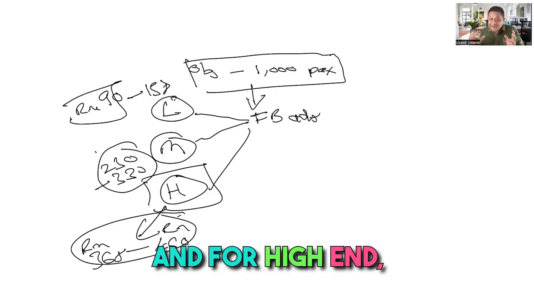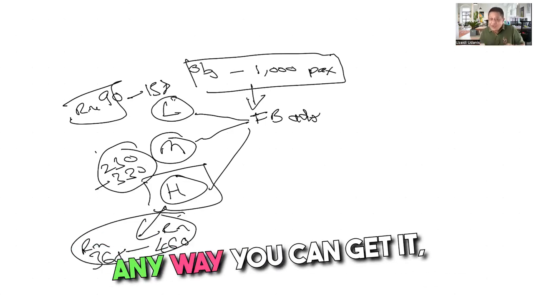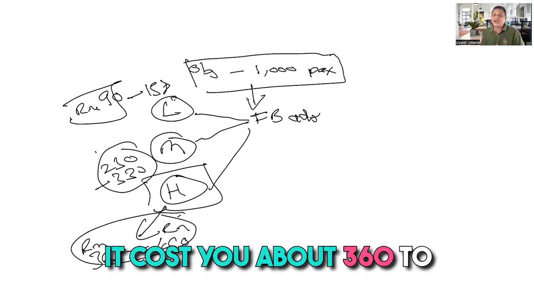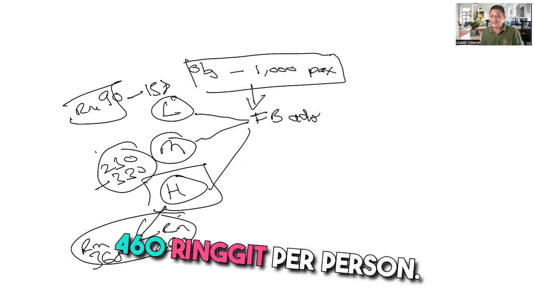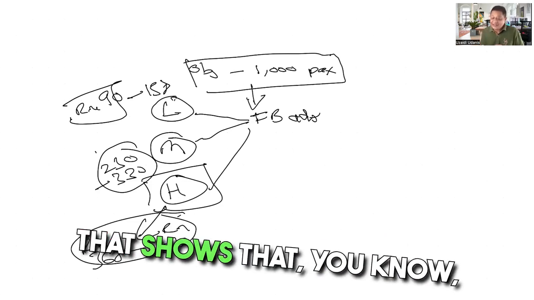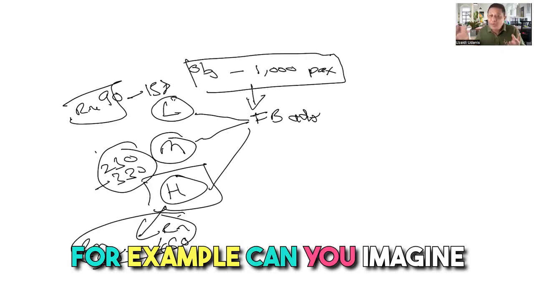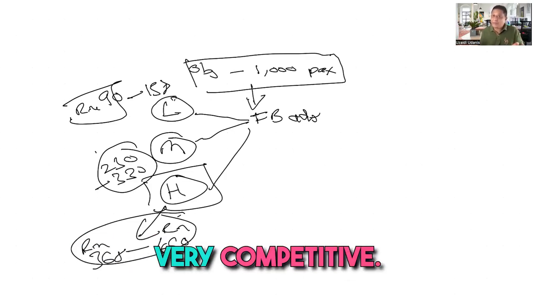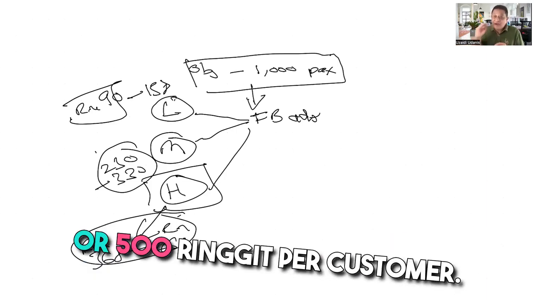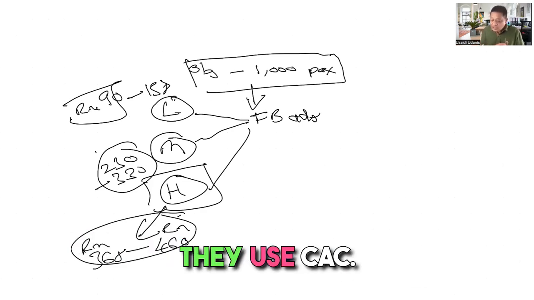And for high end, this tour package is common. Anyway, you can get it, just like hotel rooms. It costs you about 360 to 460 ringgit per customer. This is all per customer, which shows that it's very, very competitive. For example, can you imagine hotel rooms? It may cost them more than 400 or 500 ringgit per customer to acquire.